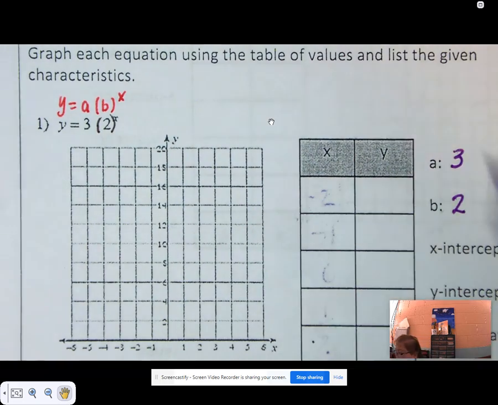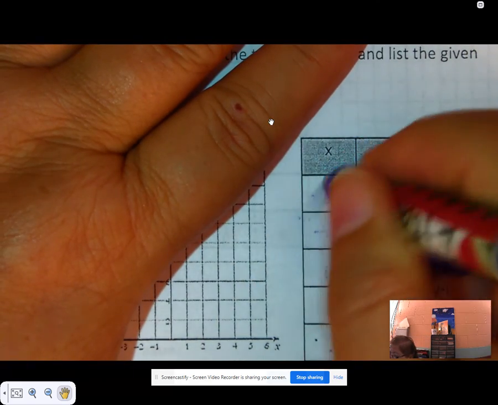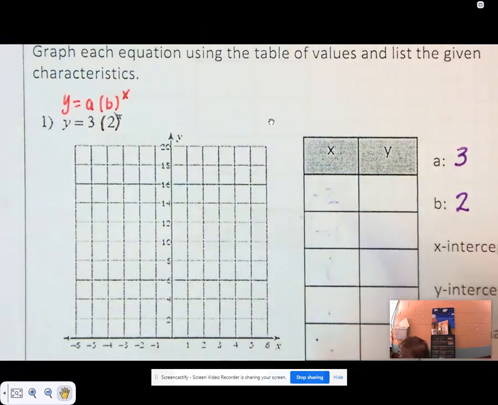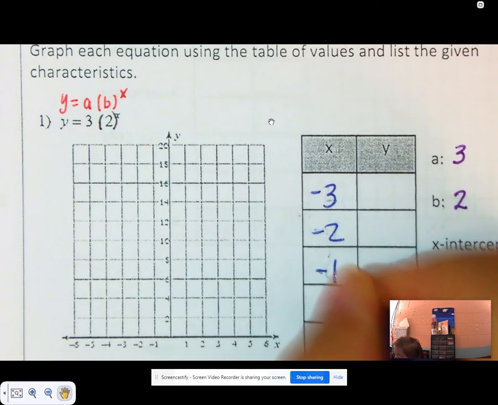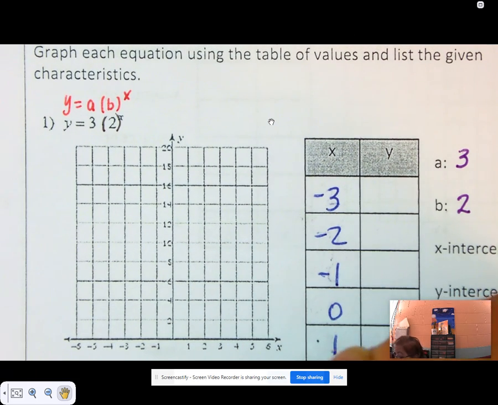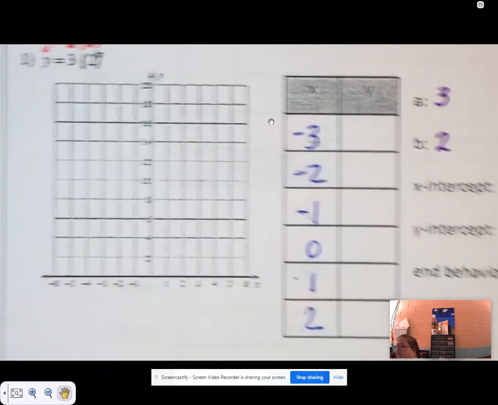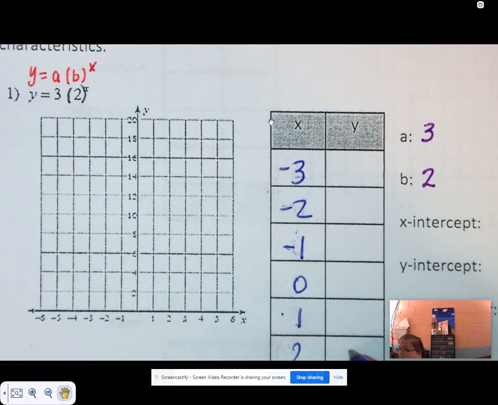And I want to do my x's. Remember, for my x's, I can make up my own x's and then calculate for the y. So we're going to use -3, -2, -1, 0, 1, 2, because I just kind of happen to know where that's going to fall. Now, how do we get the y values?